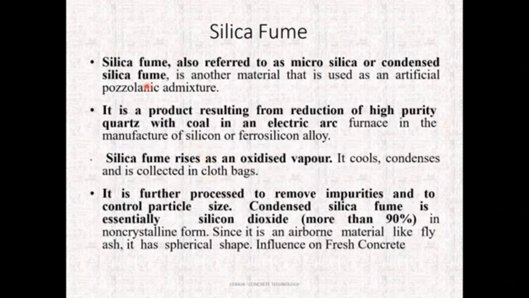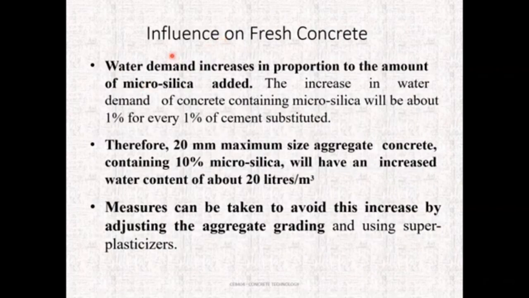The influence of silica fume on the fresh properties of concrete: it will increase the water demand in the concrete. Increase in water demand is in the range of 1% for every 1% substitution of cement. Therefore, 20 mm size aggregate concrete containing 10% silica fume will have an increased water content of about 20 liters per meter cube. Measures can be taken to avoid this increase by adjusting the aggregate grading or using superplasticizers.